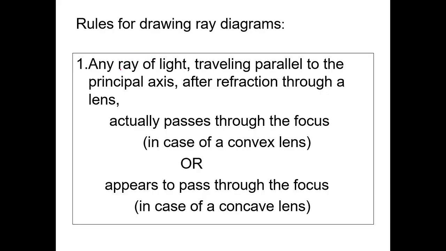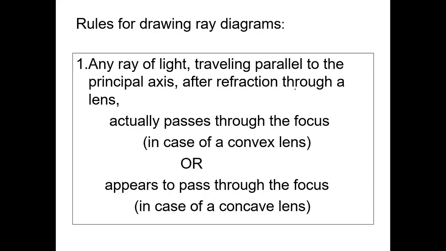In this video, we will look at rules for drawing ray diagrams for concave and convex lenses. There are three rules. Let's begin with the first rule. First rule says any ray of light traveling parallel to the principal axis. So here this rule is for rays of light which are traveling parallel to the principal axis.